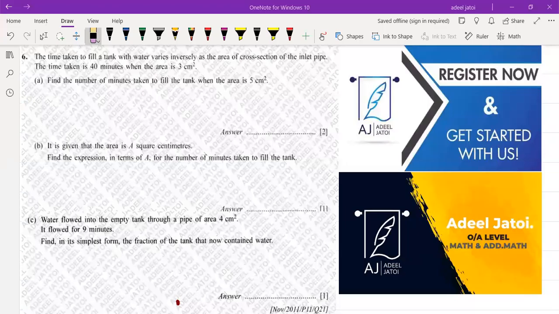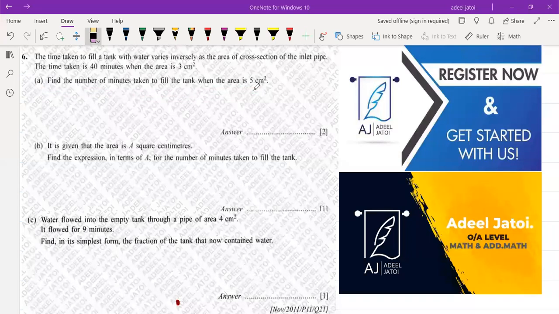This is a question from 2011, paper 1-1, question number 21. Now you need to understand what is written in the question. It says the time taken to fill the tank with the water varies inversely. That means I can easily say that the question is about T and it varies inversely as area, so the question is about A, the cross section of the inlet. The time taken is 40 and the area is 3. Find the number of minutes taken to fill the tank when the area is 5.